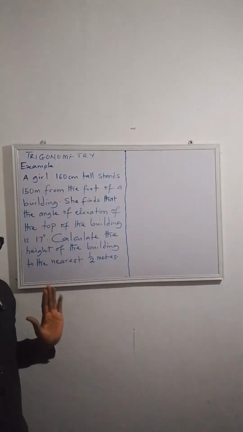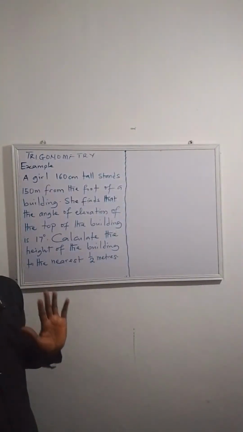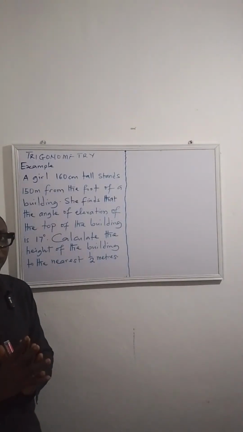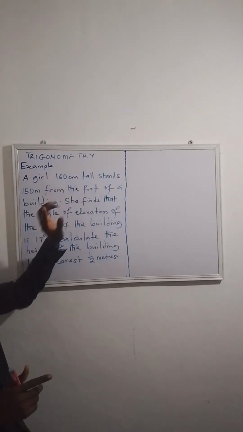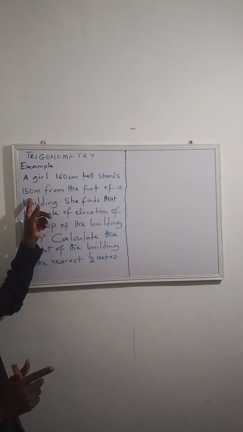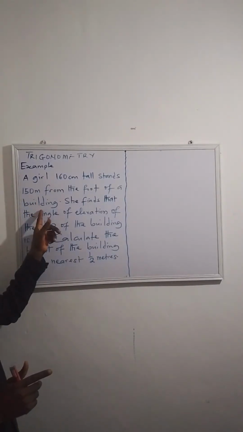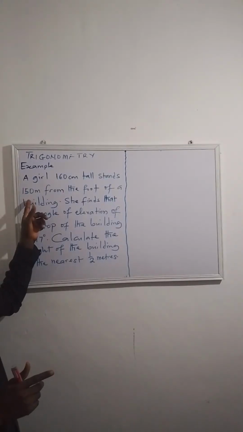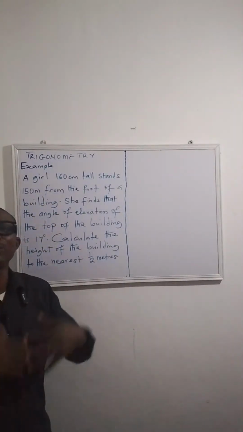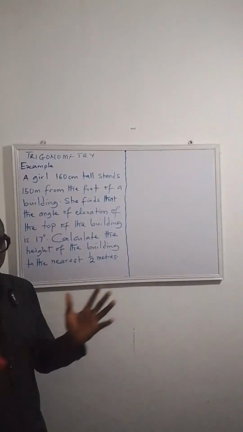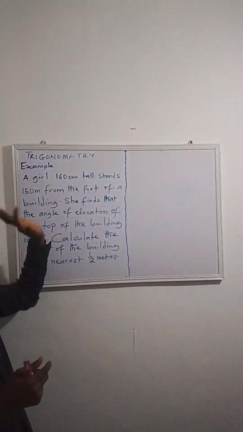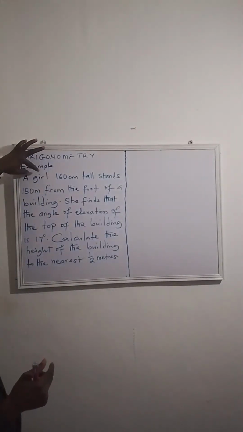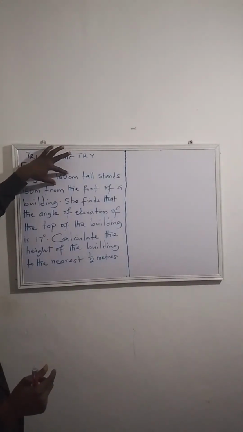When you look at this question, you will see some discrepancy in units, so you have to pay attention to the units. The height of the girl is 160 centimeter, and the distance of the girl from the foot of the building is 150 meters. Can you see? They have different units, so I cannot just go ahead and use them as they are. I have to convert one to the other. So I'm going to express the height of the girl in meters.